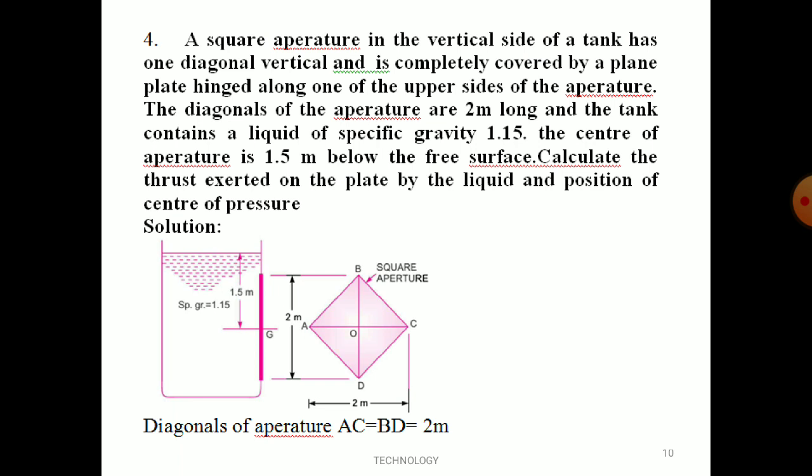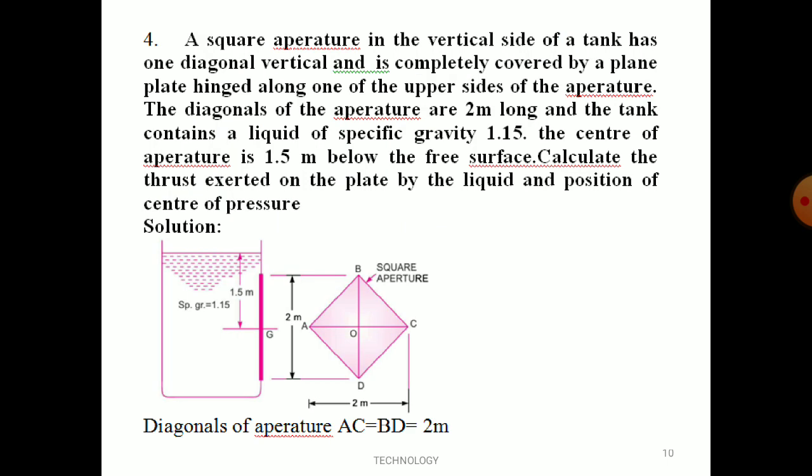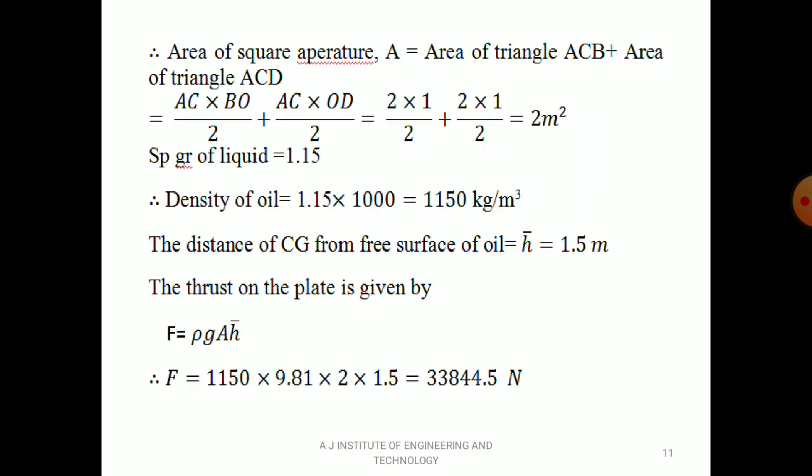Similarly, for triangle ADC, base is AC and height is OD. So 1 by 2 into AC into OD. So that is equal to AC, that is given as 2 meter diagonal length. BO is actually 50% of another diagonal, that is diagonal BD. So BO equals OD equals 1 by 2 of BD. So it is 1. So 2 into 1 divided by 2 plus 2 into 1 divided by 2, that is equal to 2 meters square.